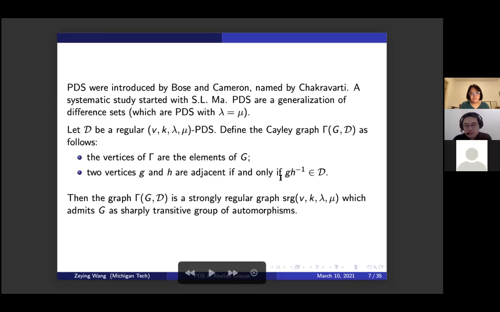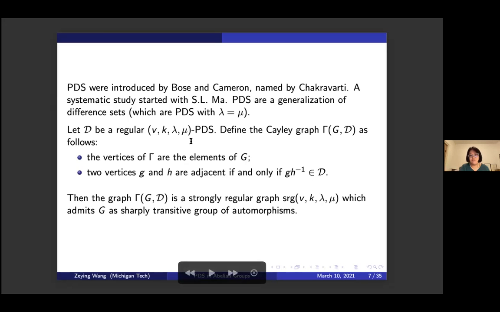The connection is, whenever you give me a partial difference set, the Cayley graph is a strongly regular graph. And that makes partial difference sets very interesting, because it is very difficult to construct strongly regular graphs. If you have a partial difference set of the same parameters, we guarantee you can get a strongly regular graph, right? Of course, strongly regular graphs can be constructed in many ways, and partial difference sets offer one way to construct them, right?